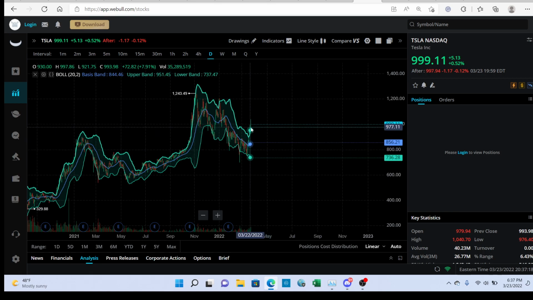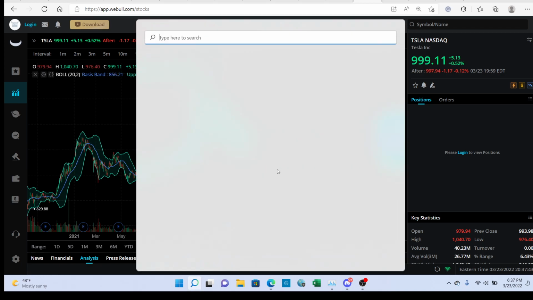So the upper band is actually two standard deviations away from the mean, which is the basis band. And the basis band right here is 856.21, and the upper band is 976.15. So the way that we could calculate the standard deviation is just by subtracting the two.